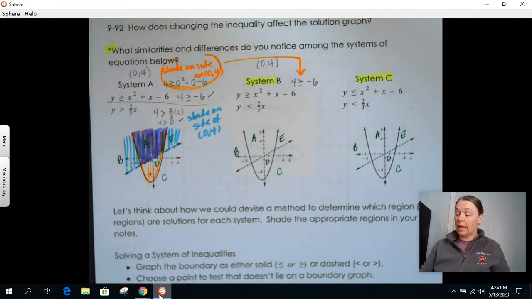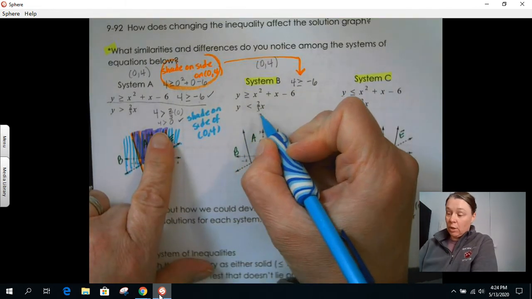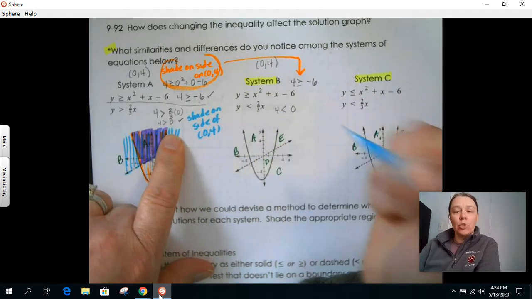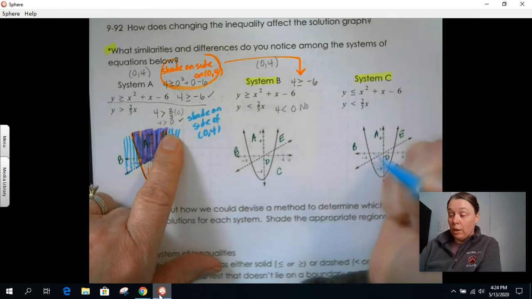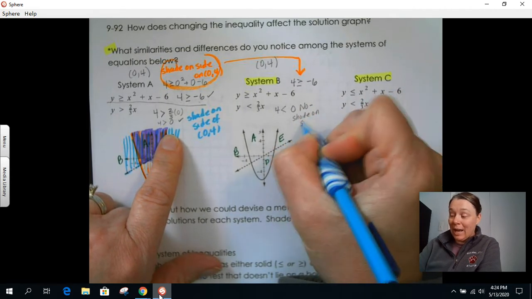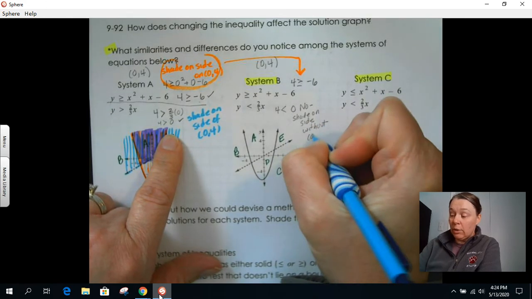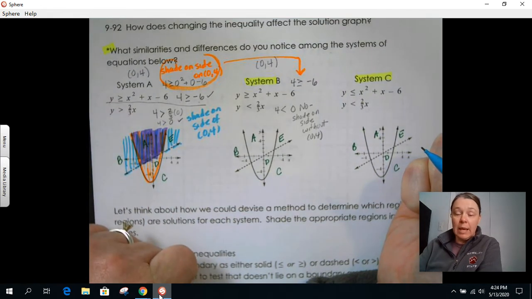Now in the second one, it's going to end up being the same result here. I'm going to compare 4 to a 0, but now it's less than. So you should be thinking, is 4 less than 0? No. That means you're going to shade on the side without the (0, 4). I want you to think about what region that would be. Would it be A, B, C, D, or E?